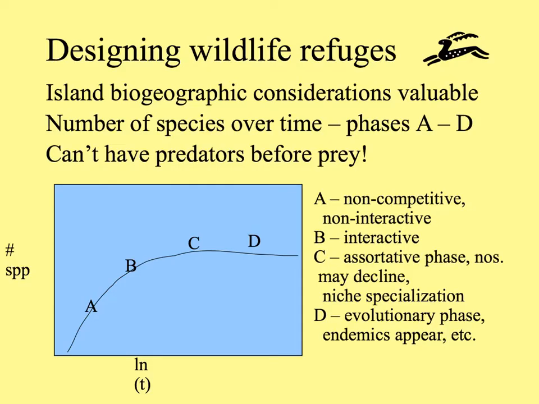When we design refuges to maintain wildlife diversity, it's important to consider island biogeography. And in a newly created space, be that an island rising out of the sea or maybe a restored area in a place formerly developed, there are four stages from the beginning where species are increasing in number, not interacting with one another, to a point where they interact. And then during the assortative phase, some will outcompete others, which will decline or disappear. There may also be evolution and specialization. And then the final phase, the so-called evolutionary phase, where species continue to evolve and adapt to this particular environment.